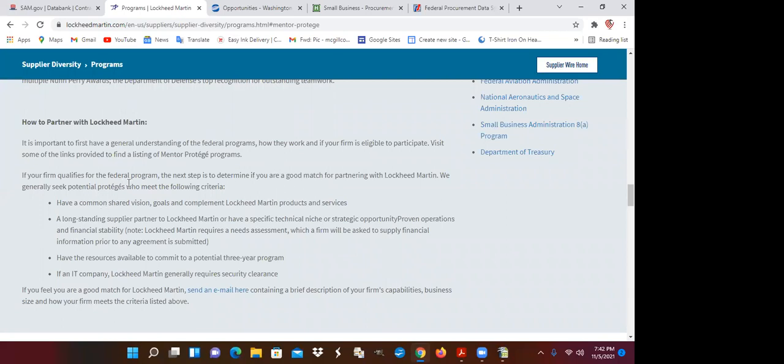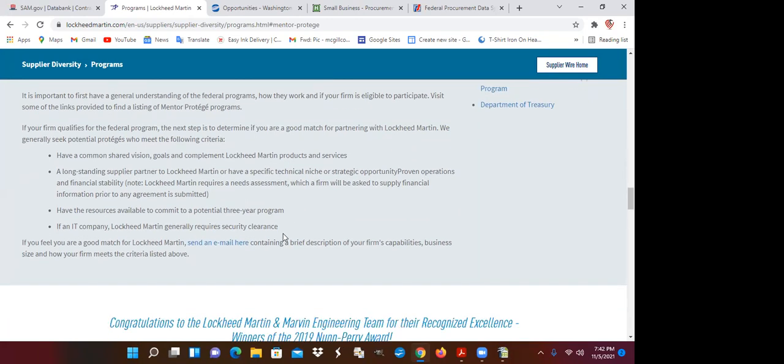But the next step is to determine if you are a good match for partnering with Lockheed Martin, meaning that you can do some of the stuff that they're looking for, if you can provide staffing for them, or if you can provide products or services or whatever. They tell you that we generally seek potential proteges who meet the following criteria. So they're telling you right here what they look for.